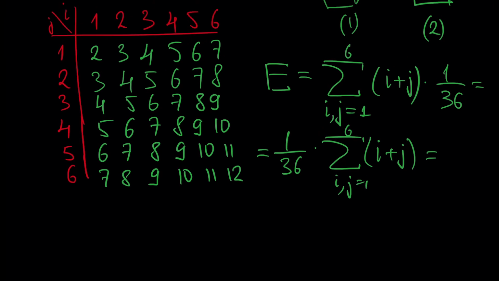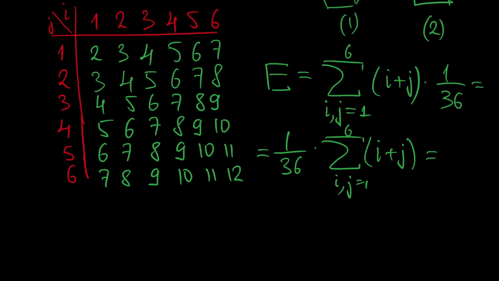This is just the sum of elements of this table, of this matrix. We can calculate it using a calculator, for example, but let's be smarter. Let's use a mathematical way of calculation, because we can have here not 6, but n, for example. That's why we have to learn how to calculate this sort of problem without a calculator.